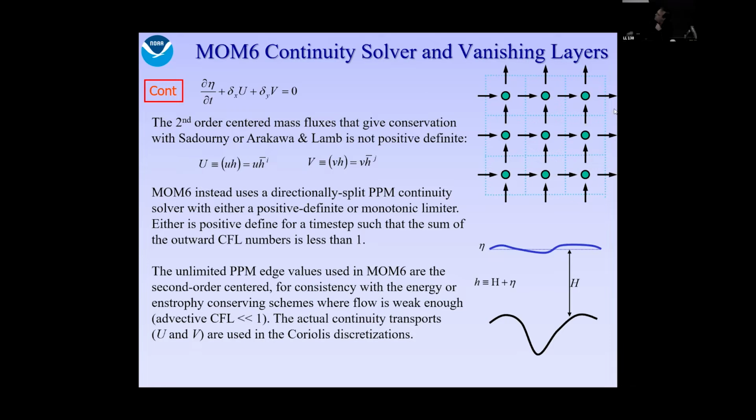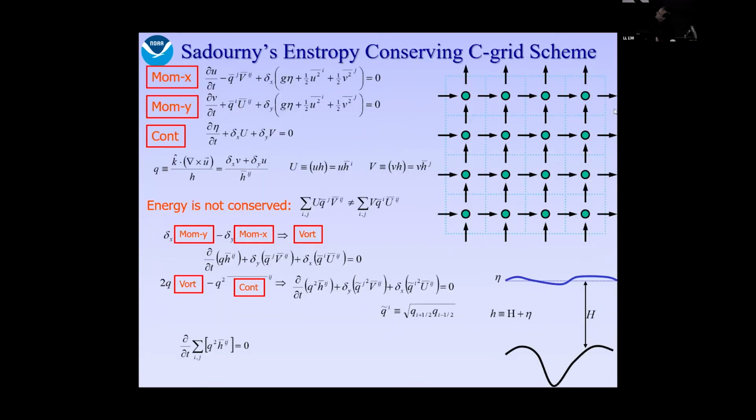However, in order to try to retain consistency with all of the diagnostics and the analysis of the energy and the entropy conserving schemes, what MOM6 does for the unlimited edge values is take the second order average of the two adjacent thicknesses. In other words, in the small flow limit, the weak flow limit, the small CFL limit, we go back to this scheme that was shown to conserve energy and entropy in the previous slides. The actual continuity transports that we use here, so the capital U's here are transports.